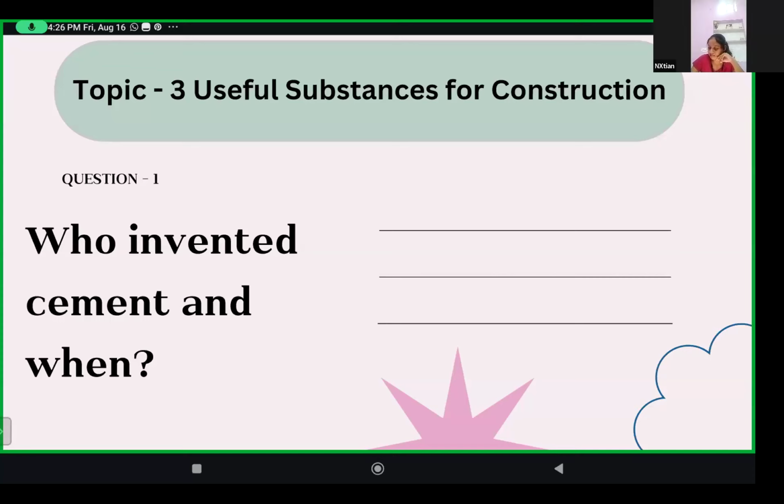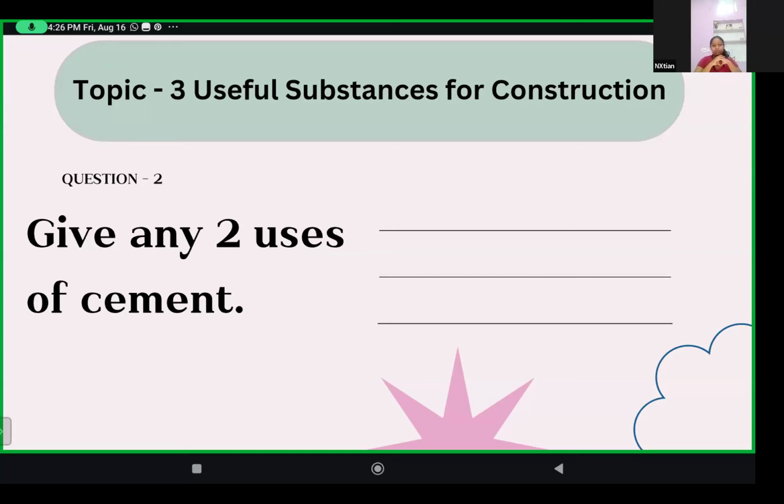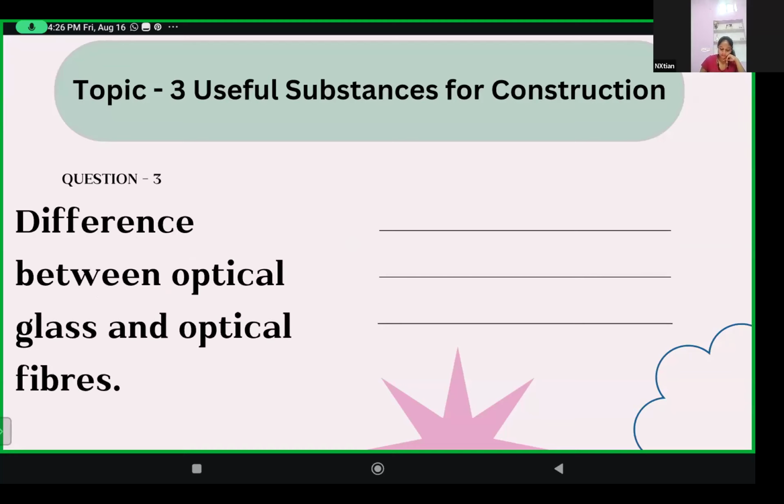Okay. All right, Simeon. Next question for you. Give any two uses of cement. It can be used for cement bricks or as a mortar. Okay, mortar. All right. Last question for you, Simeon. Difference between optical glass and optical fibers.